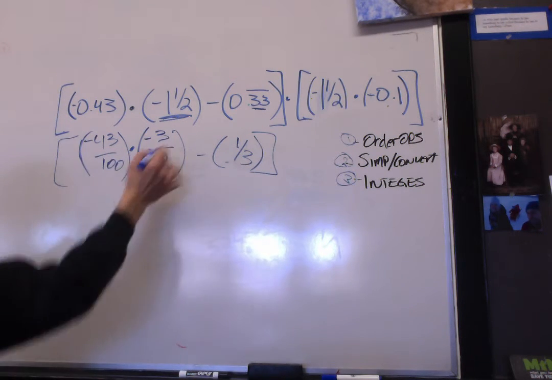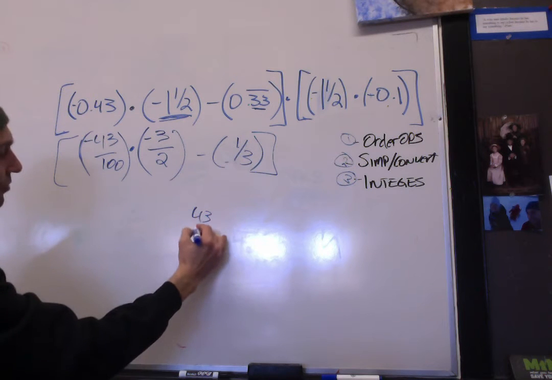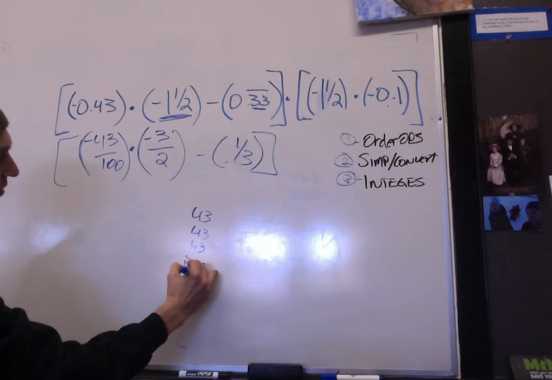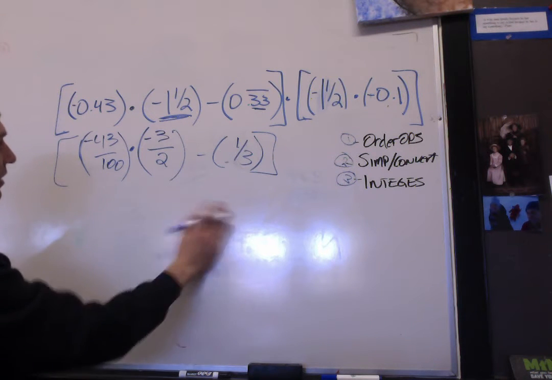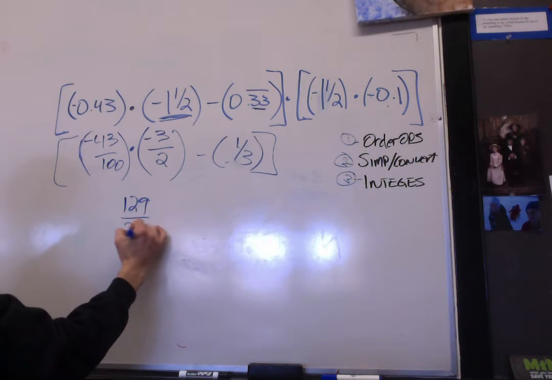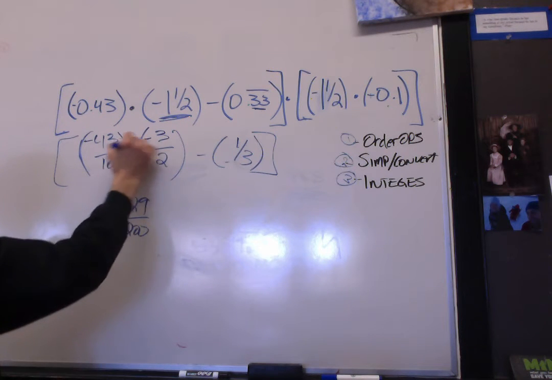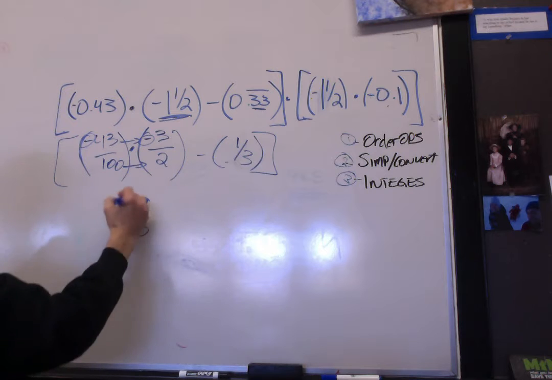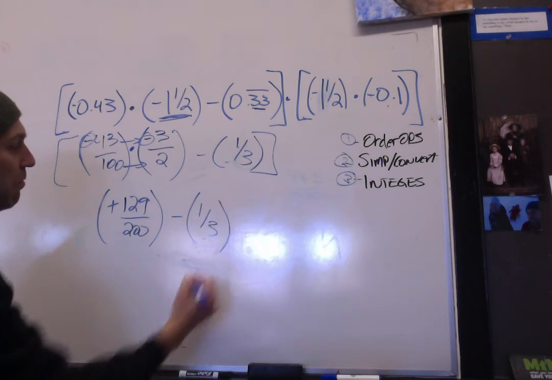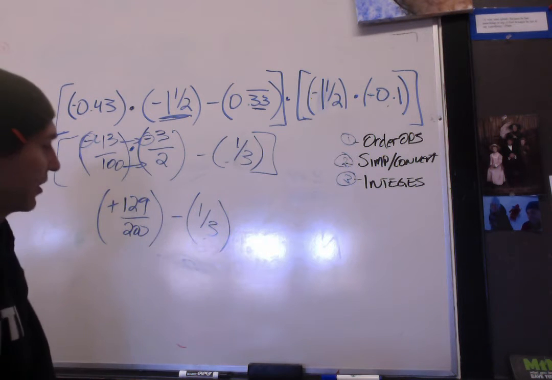Let's go. So 43 times 3, what is that? 43, 43, 43. That's 9. This is going to be 129. Okay, so I get 129 over 200, multiplying across. I've got a negative times a negative. It's now going to be a positive. I minus 1 over 3. Bleh. That's not very nice of me.